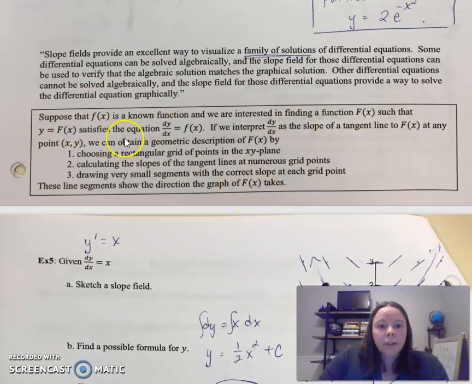Suppose f of x is a known function, and we're interested in finding a function capital F of x. Notice we're going backwards, such that capital F of x satisfies your differential equation. If we interpret dy dx as the slope of the tangent line to capital F of x at any point, we can obtain the geometric description of capital F of x by choosing a rectangular grid, calculating the slopes of tangent lines at numerous grid points, and drawing very small segments with the correct slope at each grid point. These line segments show the direction of the graph of the original function.